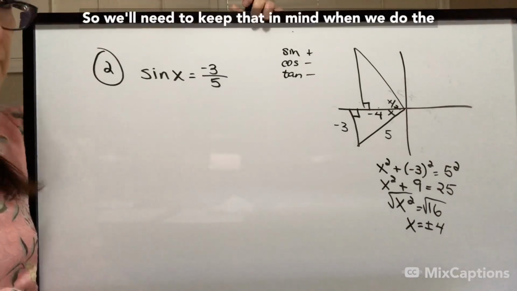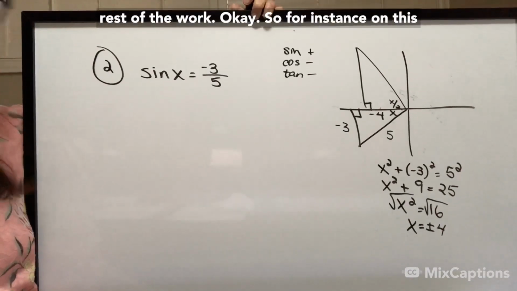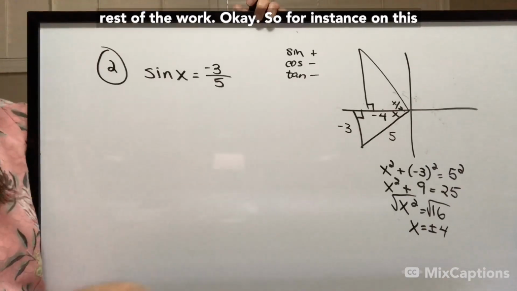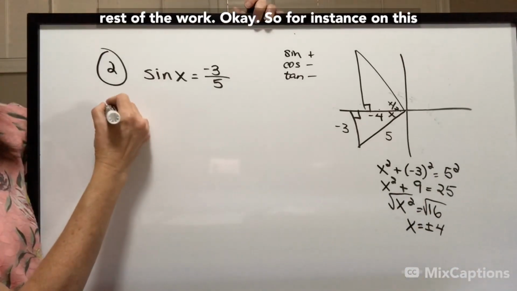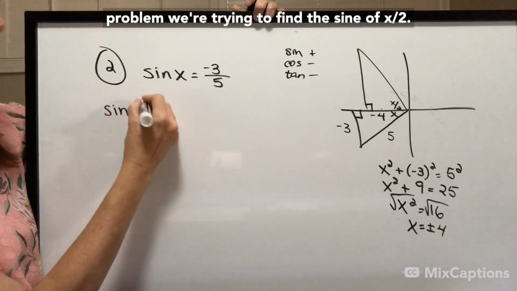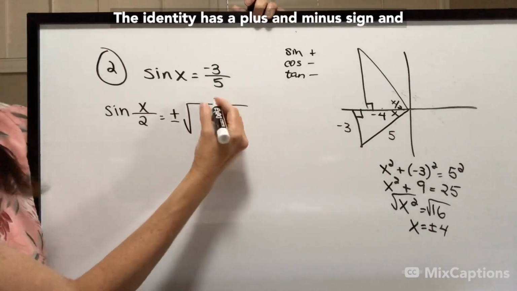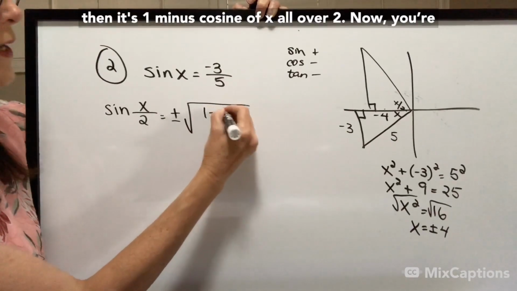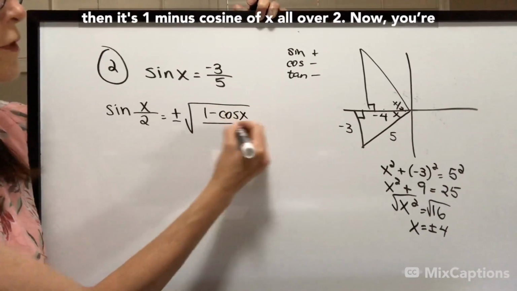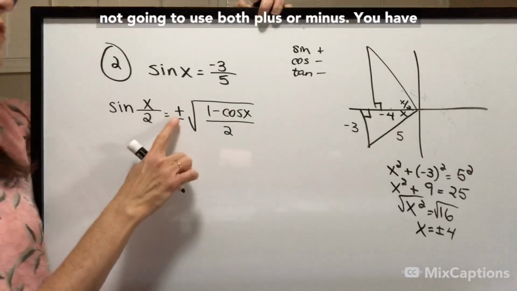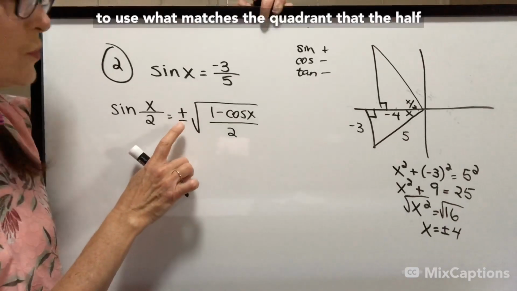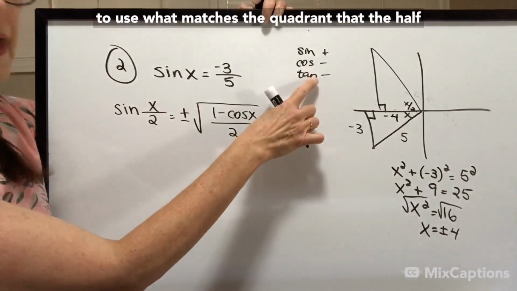So we'll need to keep that in mind when we do the rest of the work. Okay, so for instance, on this problem, we're trying to find the sine of x over 2. The identity has a plus and minus sign, and then it's the square root of 1 minus cosine of x over 2. Now you're not going to use both plus or minus. You have to use what matches the quadrant that the half angle is in.